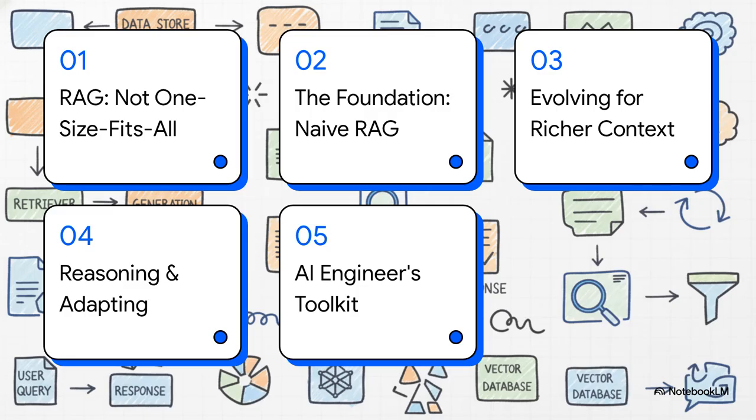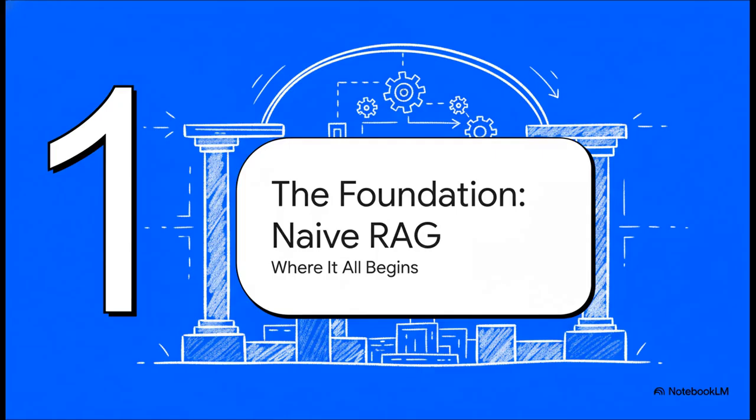So here's our game plan. We're going to start with the absolute basics, what we call naive RAG. Then we'll level up, looking at architectures that handle much richer context, and even some that can reason and adapt all on their own. We'll end with a toolkit that'll have you thinking like a top-tier AI engineer. Okay, let's start at square one, the foundation that everything else is built on, naive RAG.